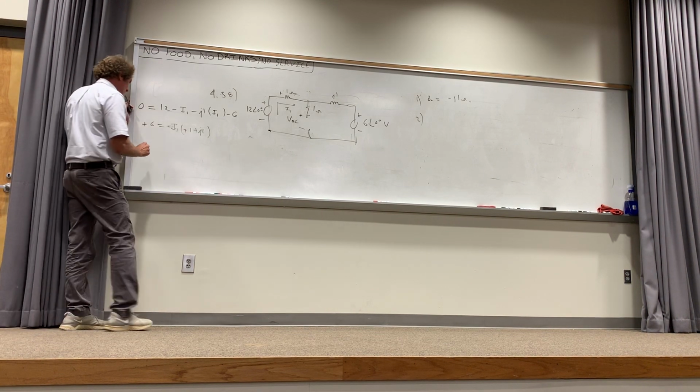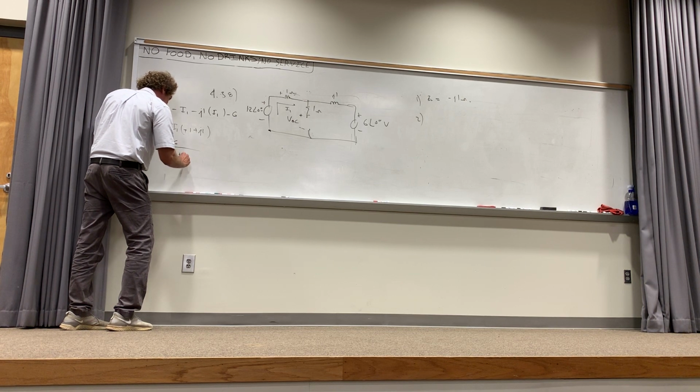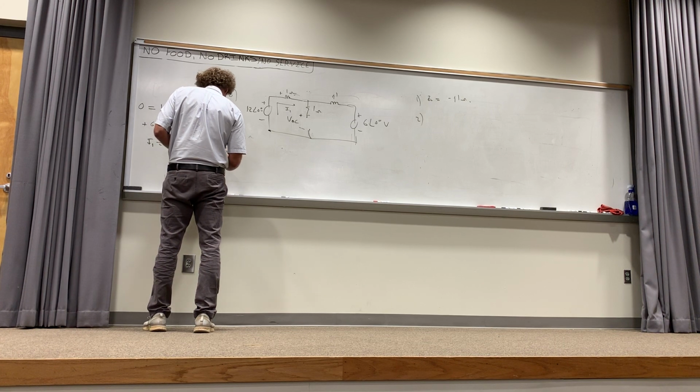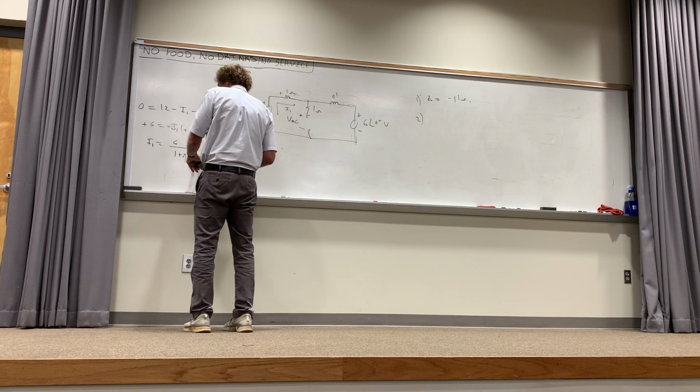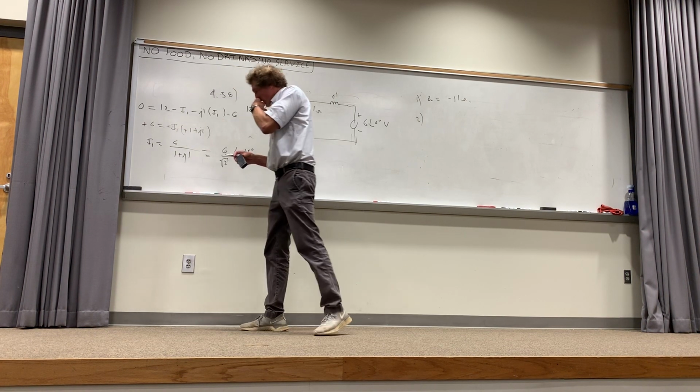Then I can find out what I1 is, right? That would be 6 over 1 plus j1. And that's really going to be 6 over the square root of 2 at 45 downstairs, at an angle of minus 45 upstairs degrees. Y'all agree with me there?